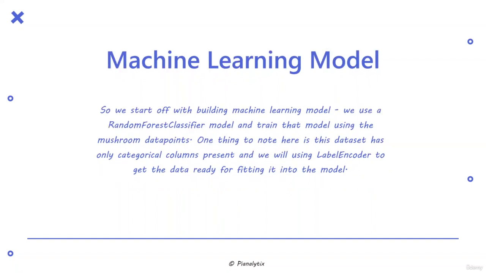Now the machine learning model. We start off by building a machine learning model, and we use a random forest classifier and train that model using our mushroom dataset. One thing to note is that this dataset has only categorical columns. So for feature engineering and exploratory data analysis, we will be using label encoder to get the data ready for fitting into the model. This label encoder understands the categorical data and converts it into a numerical representation, which can then be used later on.